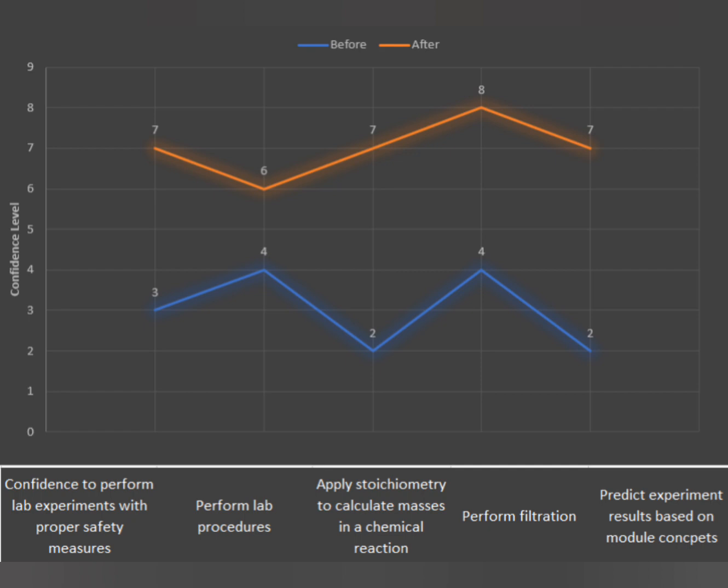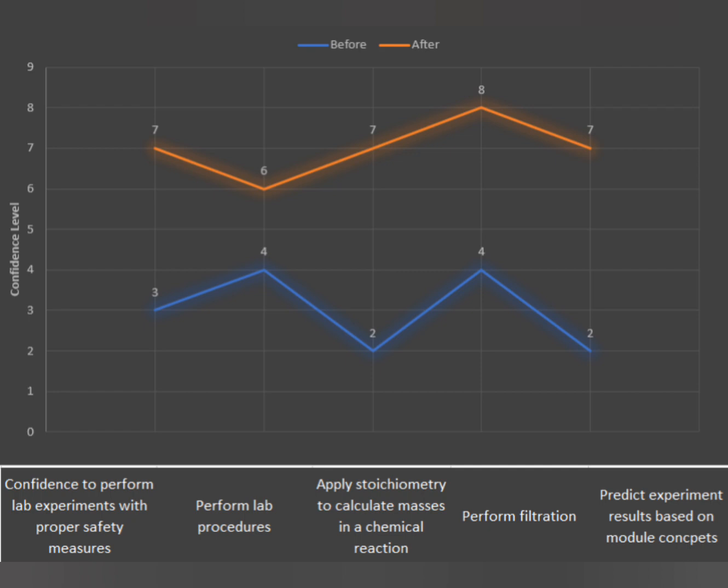For performing filtration, I'm kind of familiar with the idea, so I started out at a 4, but now that I've done it and I've actually worked with the process, I feel really confident about my ability to perform that sort of experiment, so I put it at an 8.